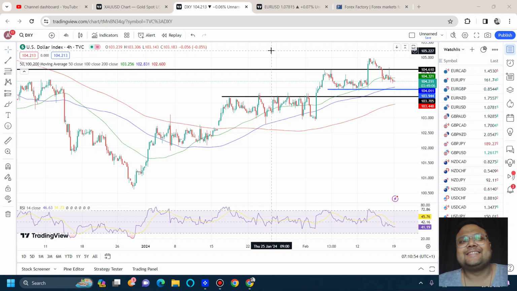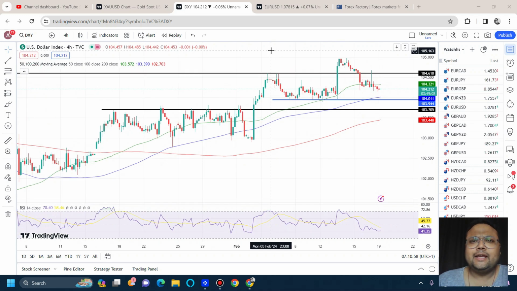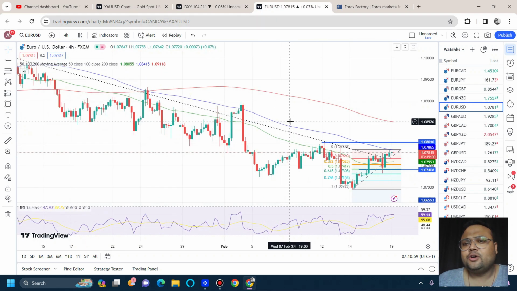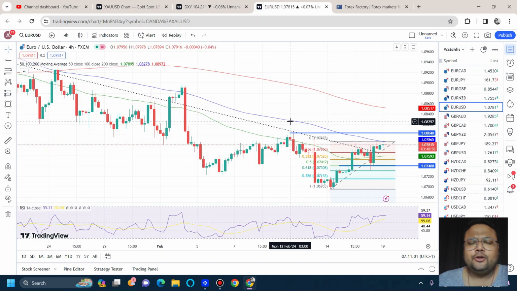So let's get started. My dear friends, the market is open and unlike gold, we can see that there is not much volatility on Euro USD and GBP USD. Both are acting like a typical Monday market.